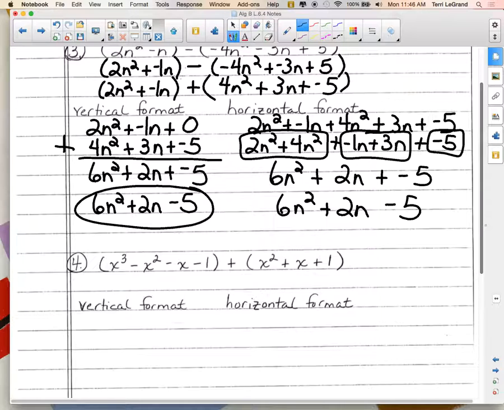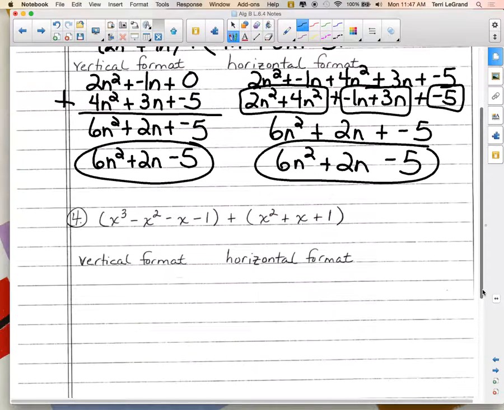So typically, if I tend to lean towards using the horizontal format, it is in ones where the polynomials don't have the same number of terms and they're not the same degree. They don't have the same name, basically. Then I say, you know what, I think I want to do it horizontally this time. So we go back and forth between vertical and horizontal.